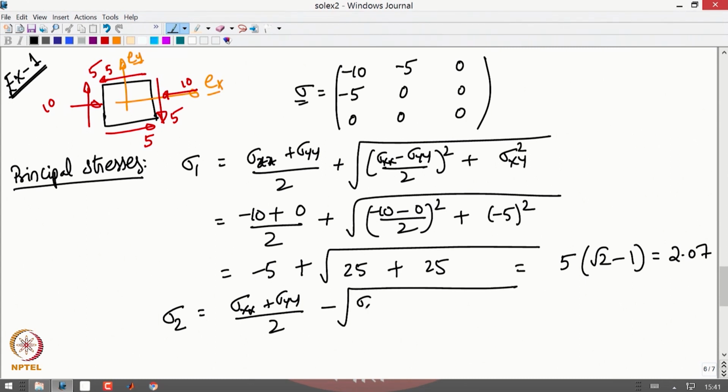Now, similarly, sigma 2 is given by (sigma xx plus sigma yy) by 2 minus square root of ((sigma xx minus sigma yy) by 2) the whole square plus sigma xy square. This will be minus 5 minus 5 into root 2, which will be minus 12.07 MPa.